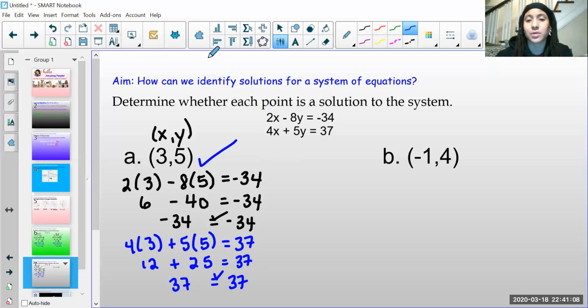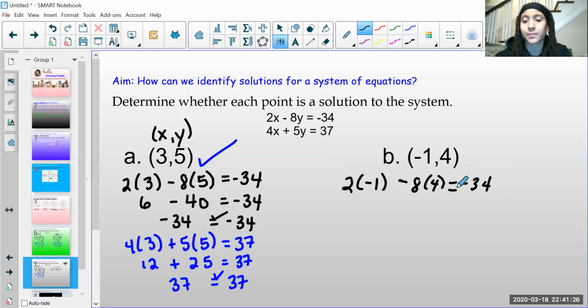All right, let's try this second set of points. So we have 2 times negative 1 minus 8 times 4. Does it equal negative 34? This is negative 2 minus 8 times 4, which is 32, equal to negative 34. Negative 34 equal to negative 34. This one checks out.